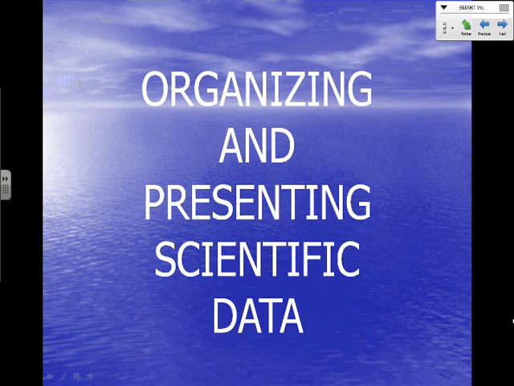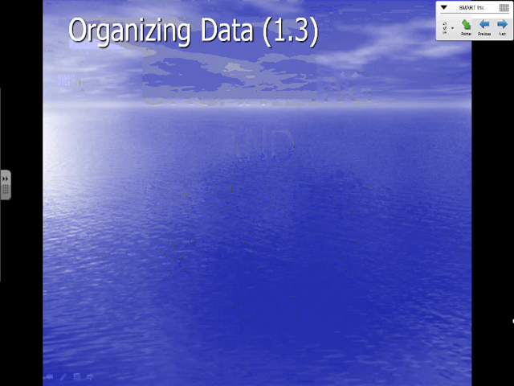When you do an experiment, you do not want to hand someone a 20-page lab report to show them what you accomplished. They want to be able to see something that's easy to read. And so that's what we're going to talk about today, is how to organize and present that data to someone.